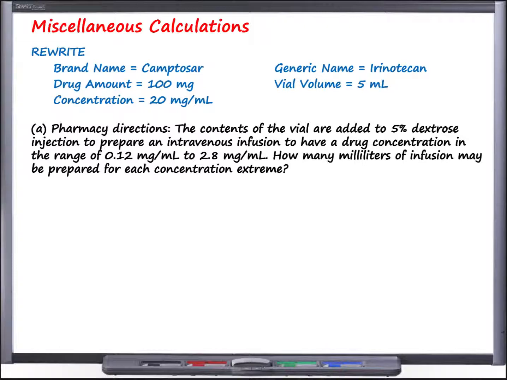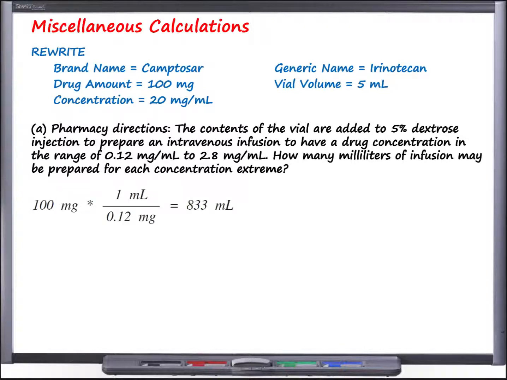It wants to know how many milliliters of infusion can be prepared for each concentration, assuming we are going to use one vial of this drug. So using one vial of this drug, given the two different concentrations we want to prepare, what's the maximum volume we could prepare? This is essentially what it's asking. So let's start this question by separating the low concentration from the high concentration. And let's start with the low concentration.